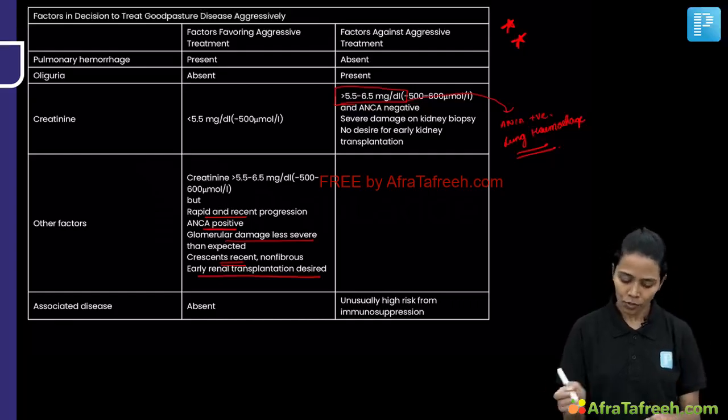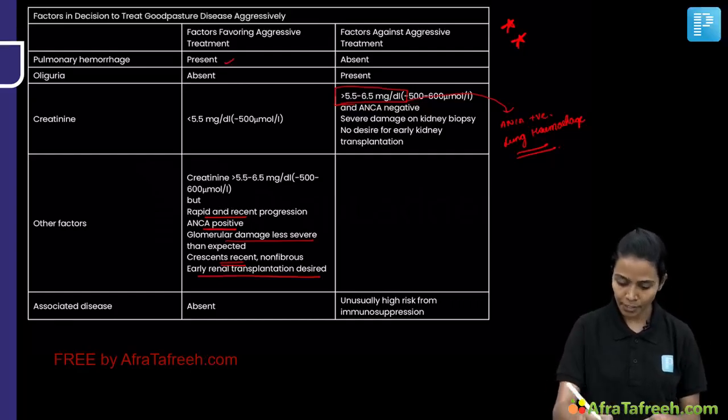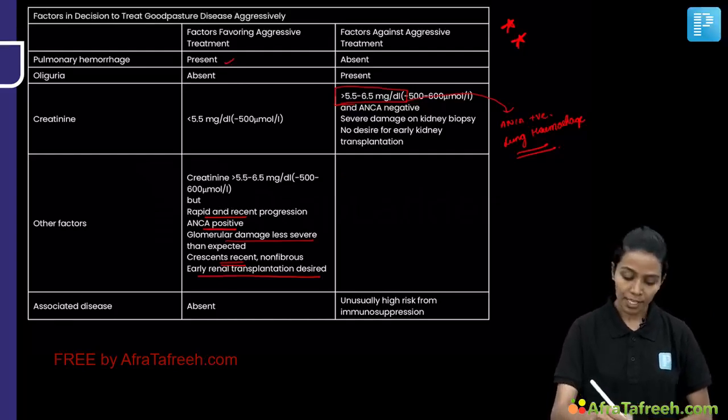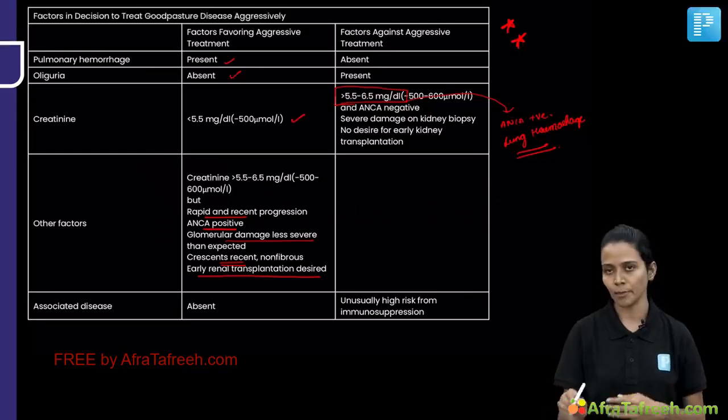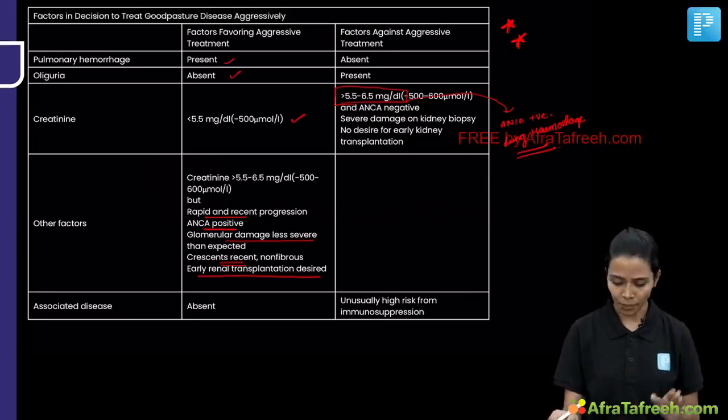Okay. So again, here you see if pulmonary hemorrhage is present, then you are going to immunosuppress. Similarly, oliguria should be absent. Creatinine should be less than 5.5. We discussed this table. So this is a very, very important table.